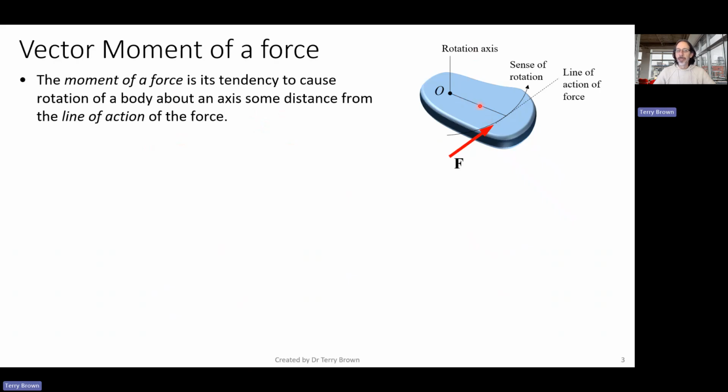Okay, so we've got some arbitrary shape here, an arbitrary body, a rotation axis and a force applied to it over here, acting upwards to the right in the picture, and that would tend to cause a rotation about some axis. Okay, so fairly intuitive, straightforward.